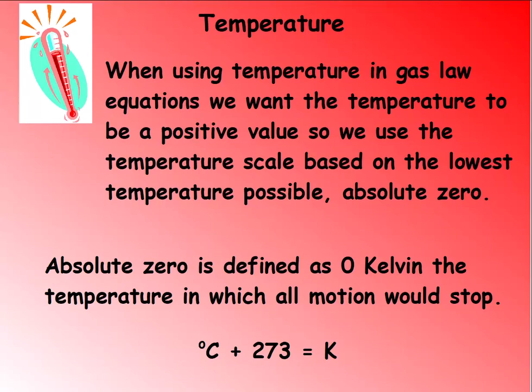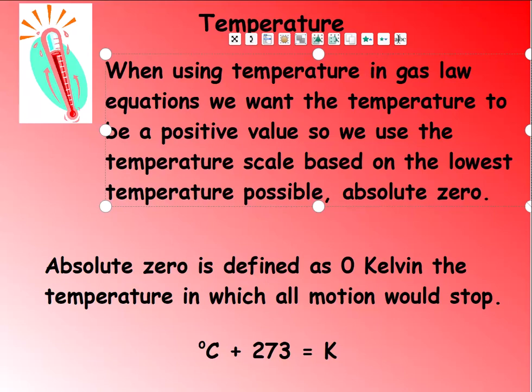Temperature in the gas law unit needs to be in a new unit, which is Kelvin. So we have Celsius, we have degrees Fahrenheit, and we also have Kelvin. Kelvin is a temperature scale that's based on the lowest temperature possible, which is absolute zero. Absolute zero is 0 Kelvin. It's the temperature at which all motion would stop.